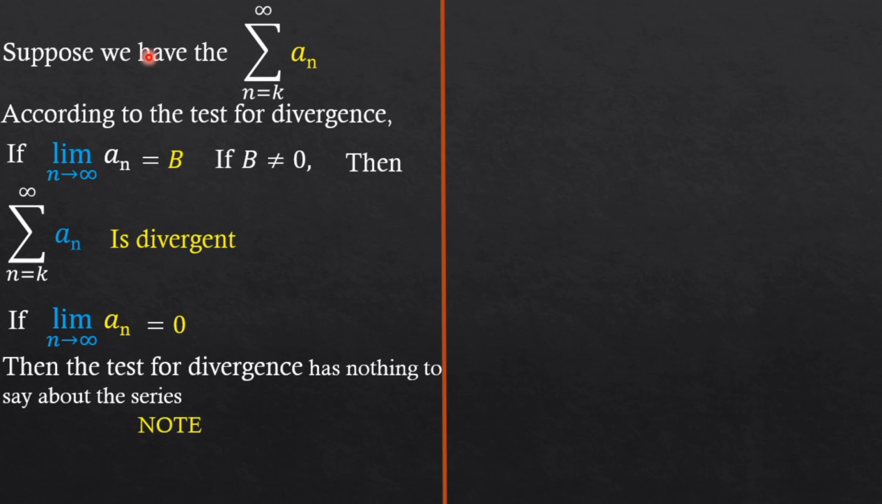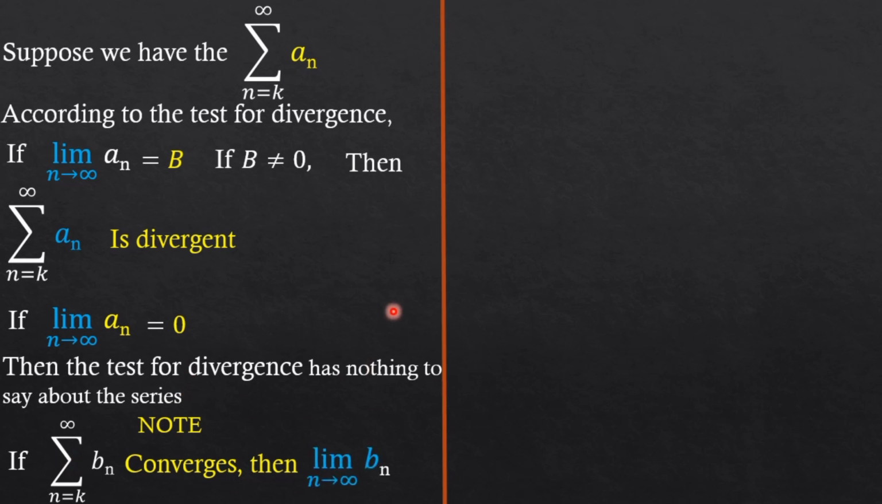This is where so many students will falter. They will make mistakes, guys. Like I said, I'm going to correct all those errors. Let's suppose that we have a series such as the sum from n equal to k to infinity of some bn. If this series converges, then guys, we must have the limit as n goes to infinity of bn equal to 0. But friends, the converse of this statement is not true. Okay, the converse of the statement is not true.